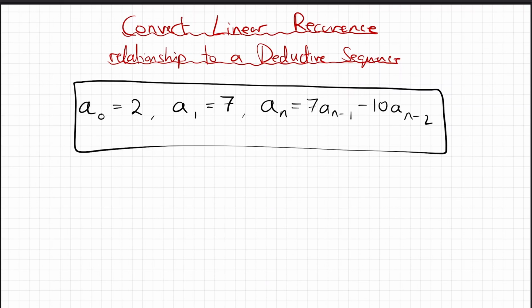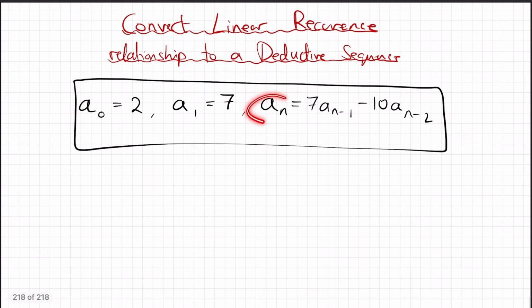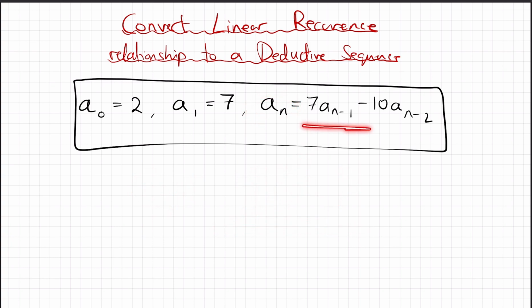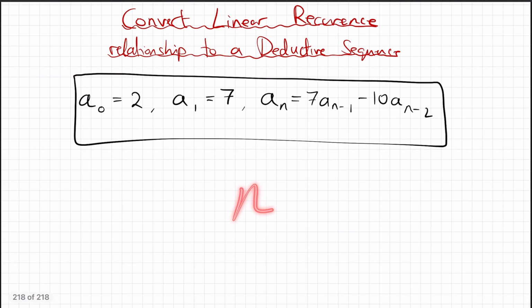And in this video I'm going to be showing you guys how we can convert linear recurrences, such as the one you see here, into a deductive series, which basically just means we have a of n in terms of some function of just n. So not using any of the immediately previous terms, but rather just using n on its own. And the way we're going to do this is using generating functions.